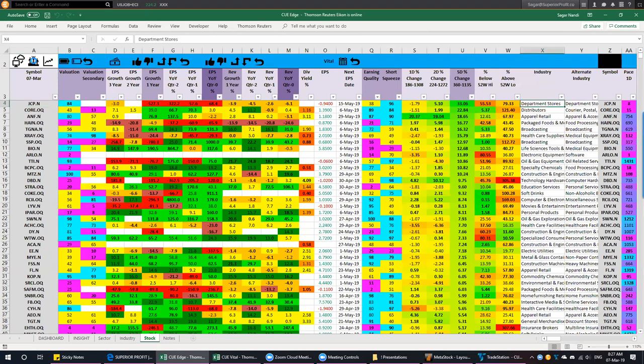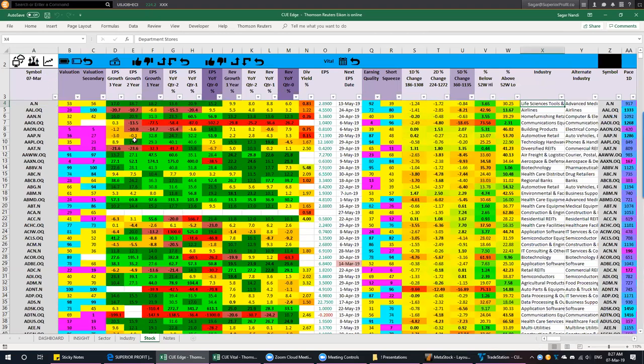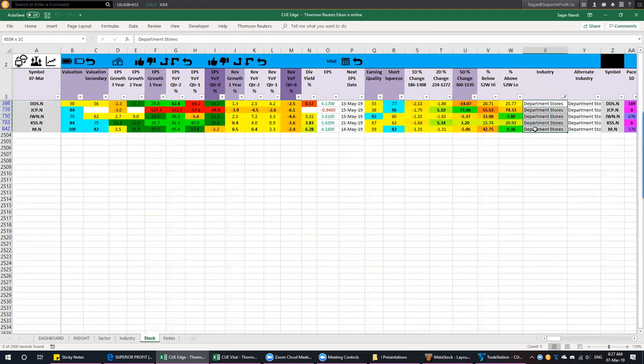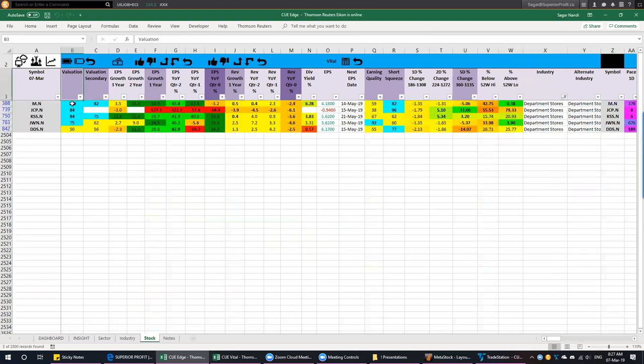If I click the peer analysis button, it will find all the stocks in the same industry. And we can look at the peer stocks. We can see JCPenney, Macy's, Kohl's, I think JWA, Nordstrom. They are all value stocks. If we look at the earnings growth also in the latest quarter, then overall, KSS is stronger.